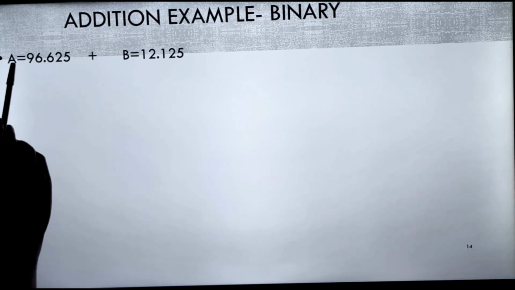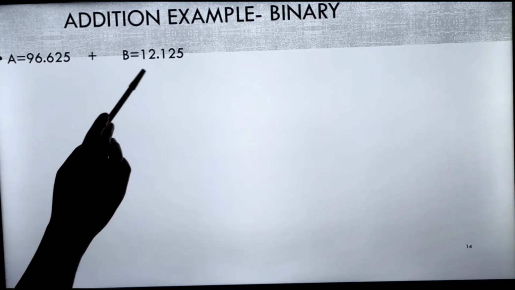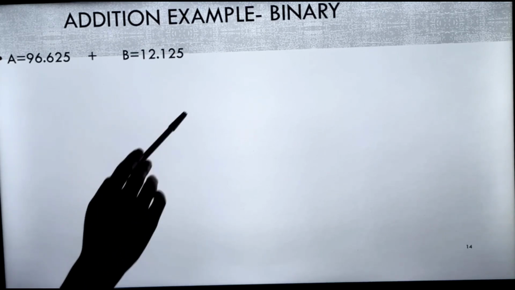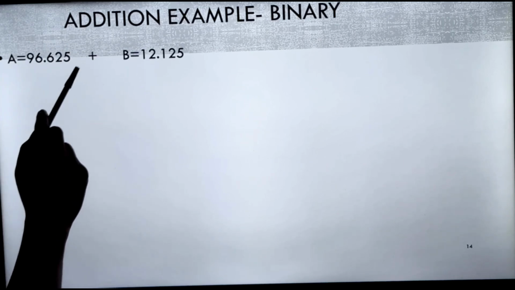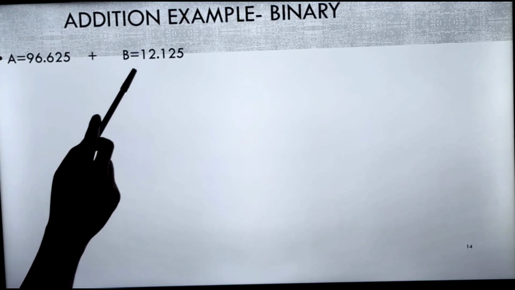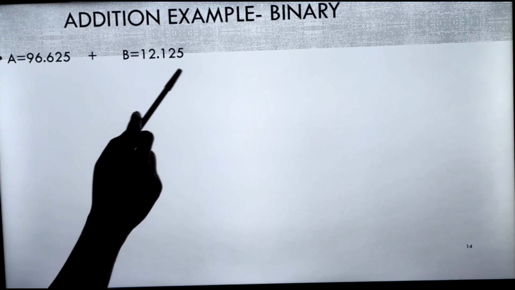Fine. So we have taken one example. A equals 96.625 and B equals 12.125. I have to add these two numbers and the final result should be represented in IEEE standard formatting, 32 bits. So what is the first step? The first step is to convert or represent this 96.625 into binary as well as 12.125 into binary.